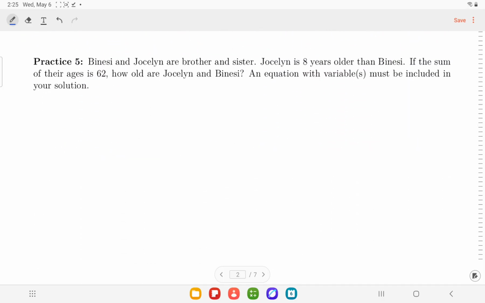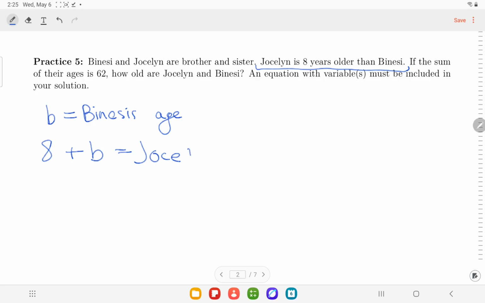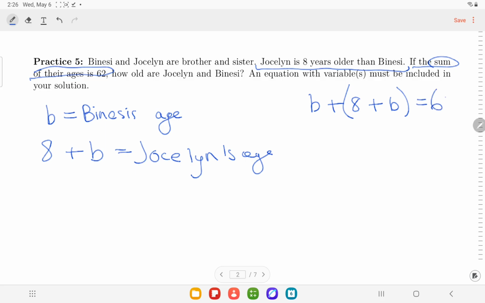So here we have Jocelyn and Bincy, and Jocelyn is 8 years older. So if we say B, then we know that his sister is 8 years older. And we have the sum of their ages being 62. So we know that B plus 8 plus B is 62.